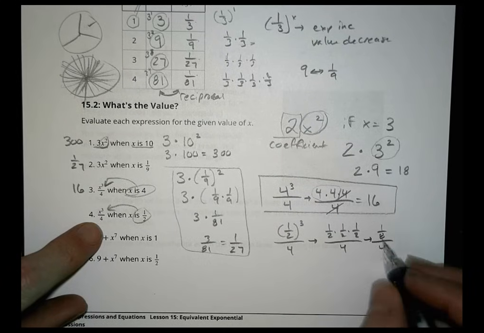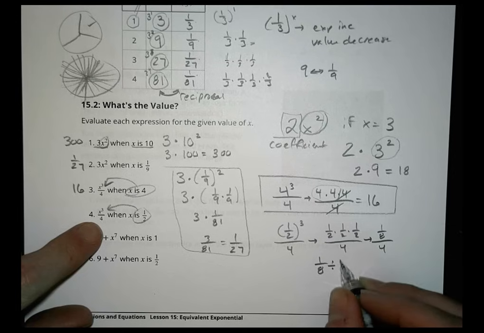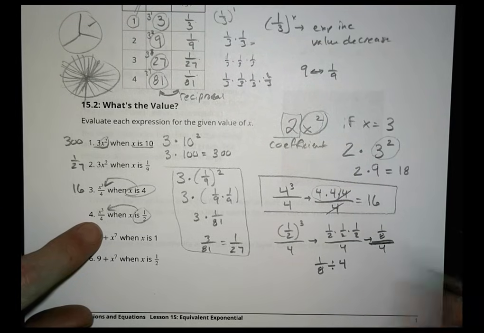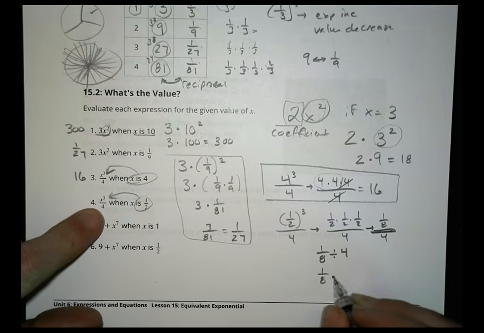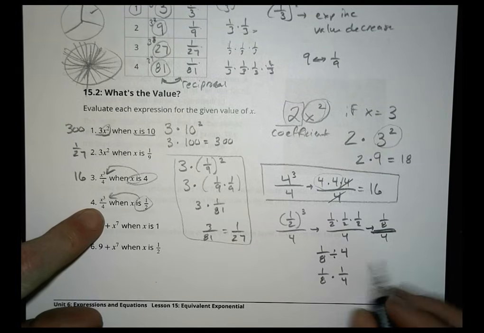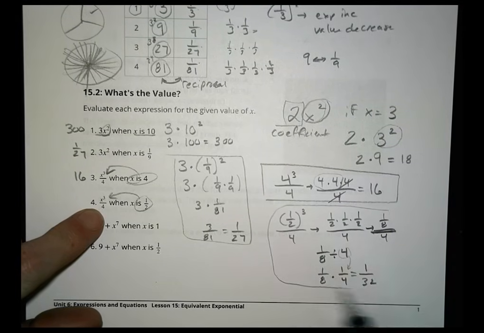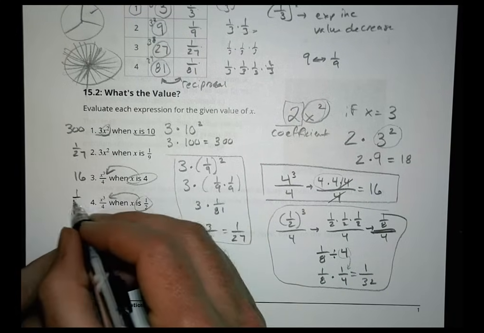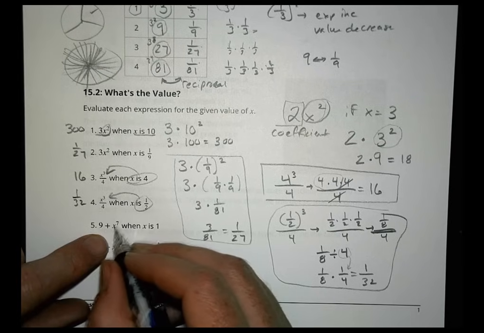Now this one I have to think about, well, what does that actually mean? This is actually 1/8 divided by 4, right? That's what that bar means. So now when I divide this, I don't divide by 4, I talk about multiplying by the reciprocal. So I turn 4 into the reciprocal and multiply. So we have 1 times 1 is 1, 8 times 4 is 32, and that becomes my solution for that one. There's 1 over 32.